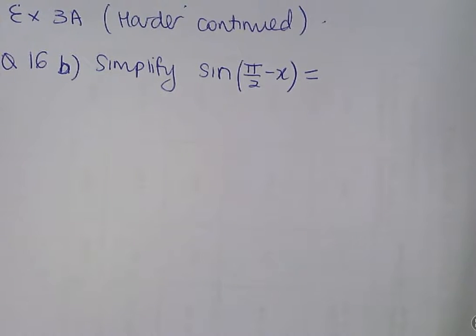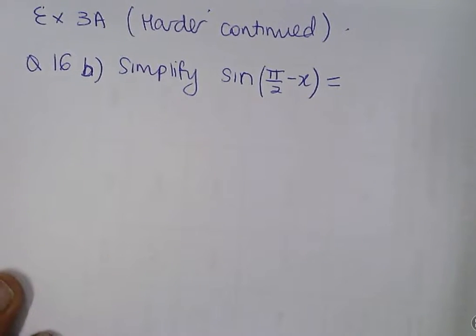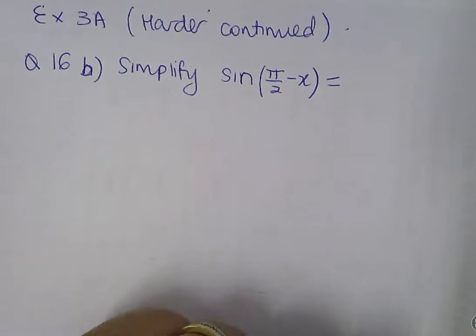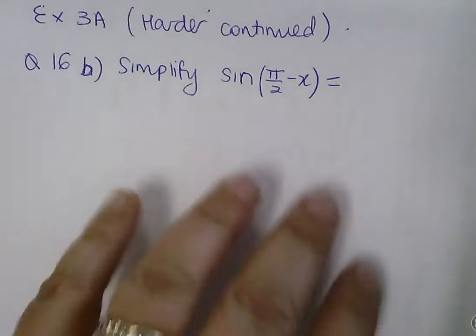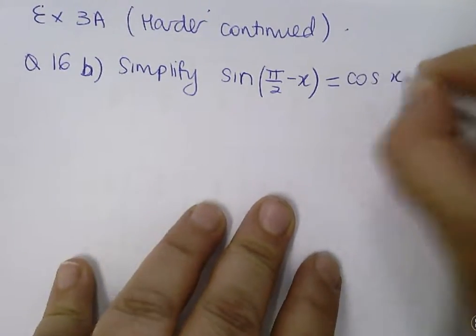Okay, exercise 3A, Cambridge, some solutions. Question 16B. This again is radians. Simplify sine of pi on 2 minus x. You recognize that as sine what? 90 minus x is just? Anyone? Good, that one's okay.